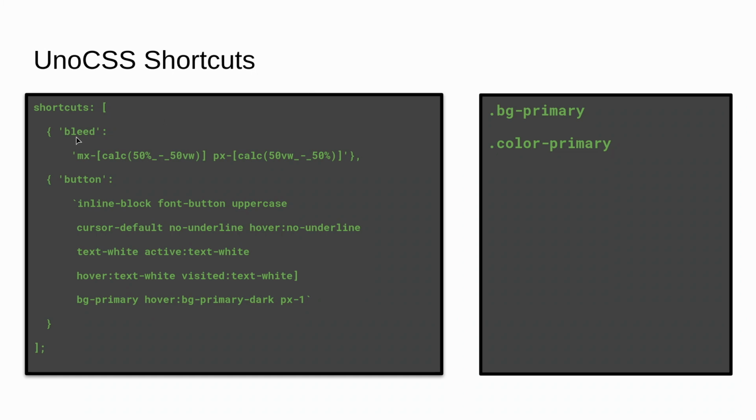So with shortcuts, you're defining utility classes, basically collections of other classes. This is not a representative demo or example. In this case, this bleed gave us a component that would just go edge to edge. This syntax here, where you put custom styles in the brackets, I believe that does exist with Tailwind itself as well.